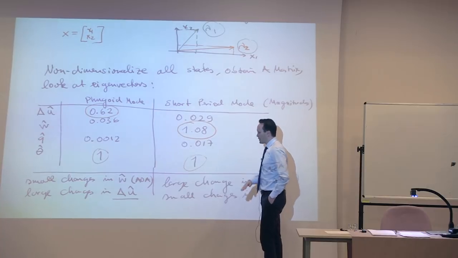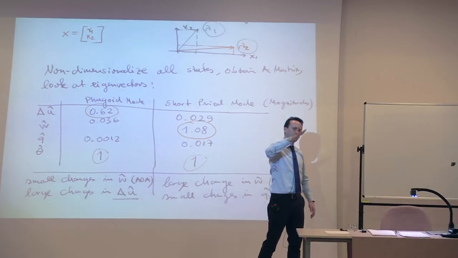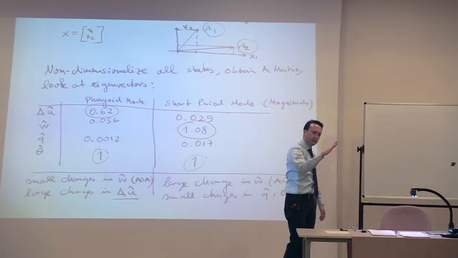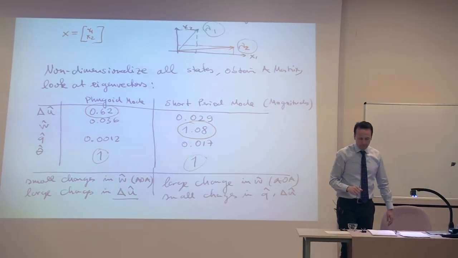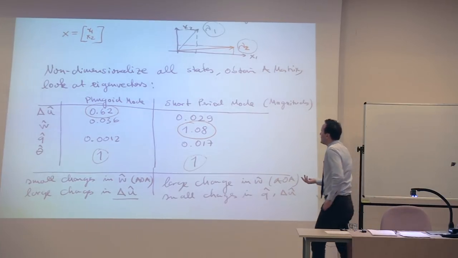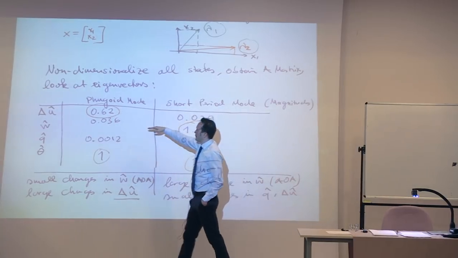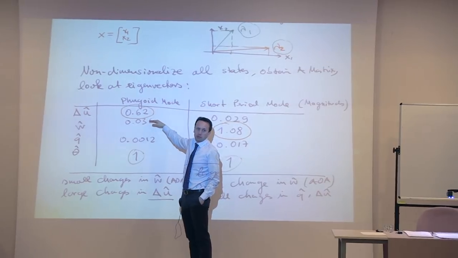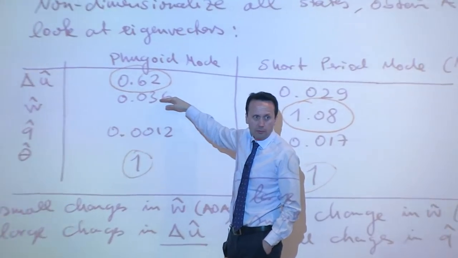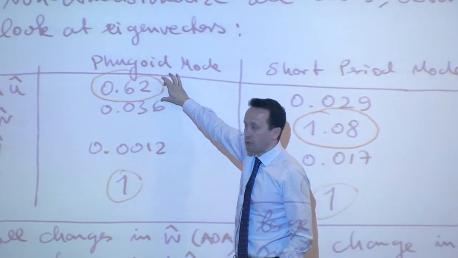But most of the changes are in angle of attack, so it would probably be doing something like that, you know, a large change in angle of attack. But it doesn't mean that there's nothing happening on the other variables. I mean, look at this here. It doesn't mean that there's no change in angle of attack. It is there, but it's small. And the big contributor here is delta U.